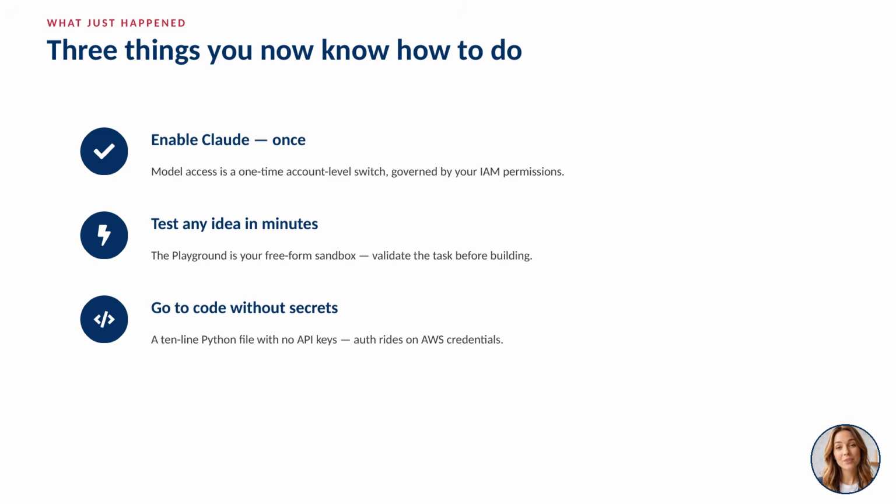Quick recap, because you now know how to do 3 real things. You can enable Claude, a one-time switch controlled by your company's existing permissions. You can test any idea in the playground in minutes, and I really do recommend testing your actual task there before anyone builds anything. And you can go to code with a 10-line Python file that contains no secrets at all. That's the foundation. Now, let's make Claude smarter about your business.